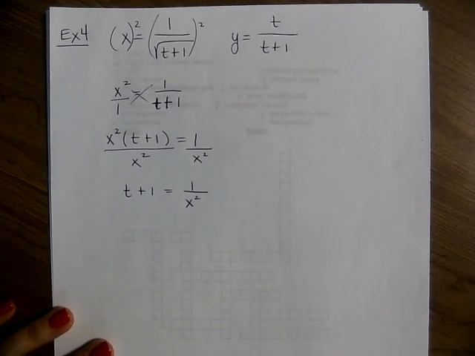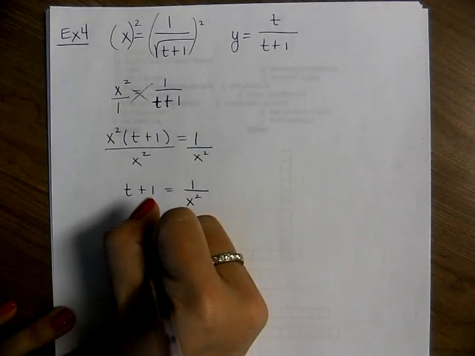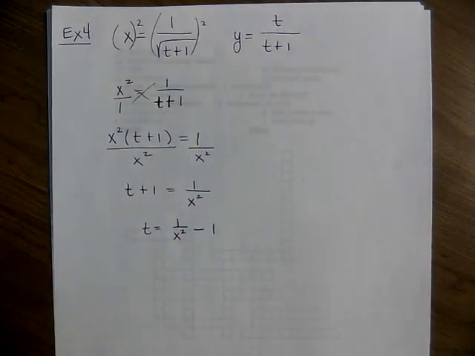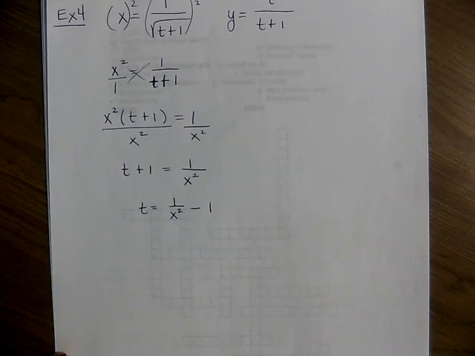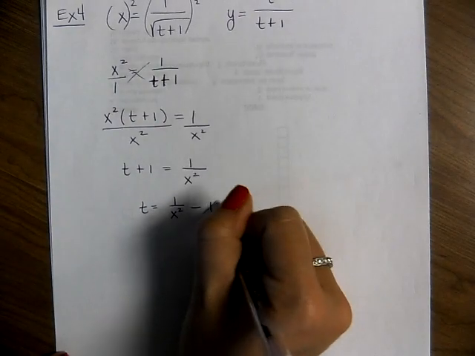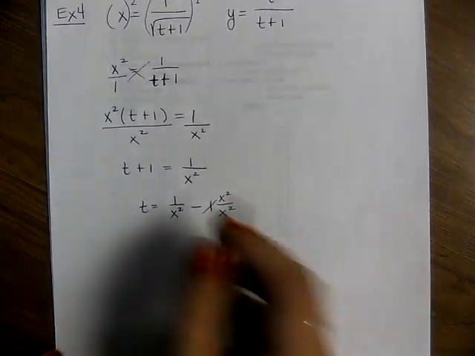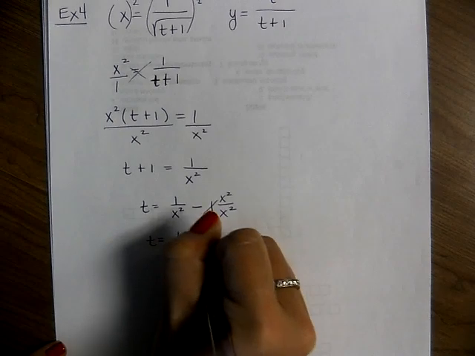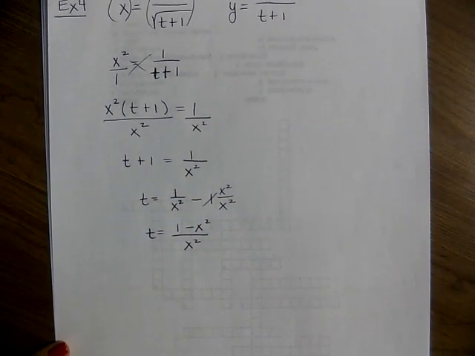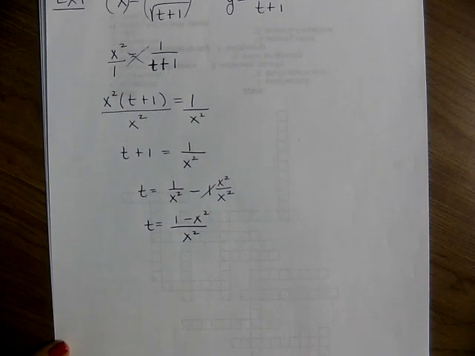Now what? Subtract the 1. So now I have t equals 1 over x squared minus 1. I'm going to get a common denominator just so it looks a little bit nicer. If I take this 1, I can just change it to x squared over x squared, giving me t equals 1 minus x squared over x squared, which is a little bit easier to work with when we're substituting. Remember, that's just half of it. That's just step 1. It's just solve for t.